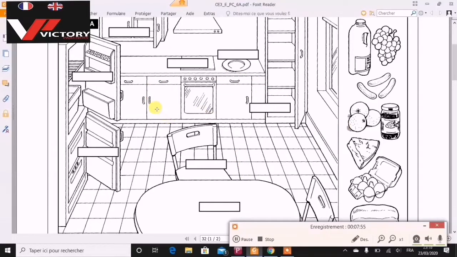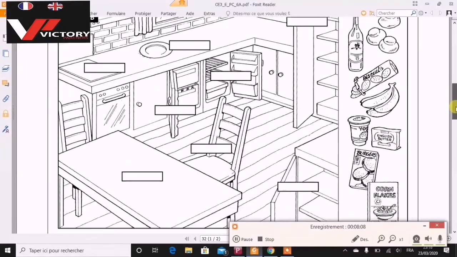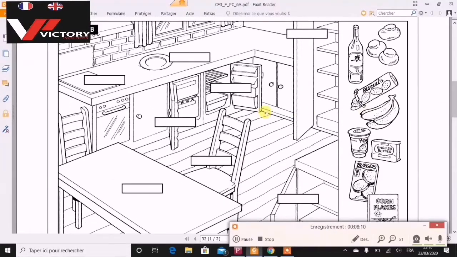Okay, try to find the name of this object first. What do we call this object? For example, fridge, freezer, cooker, cupboard, and so on. Boys or men, try to work on the second picture, which is picture B.